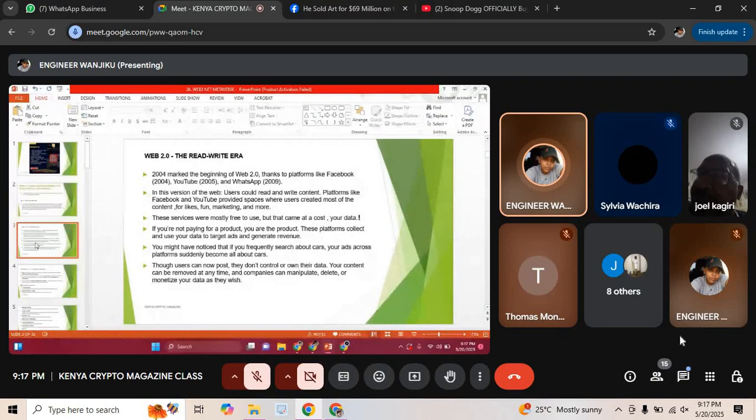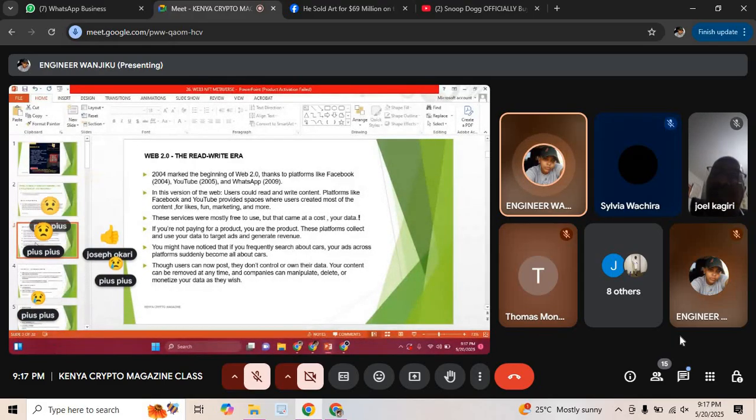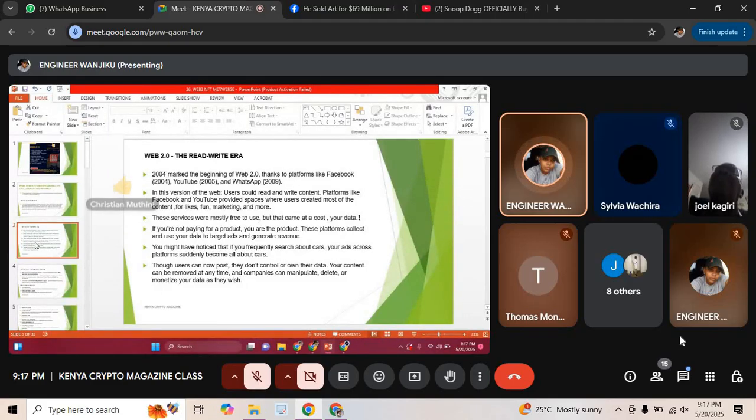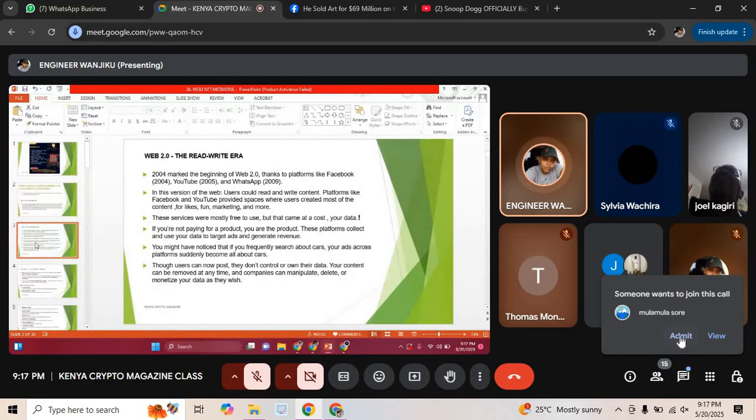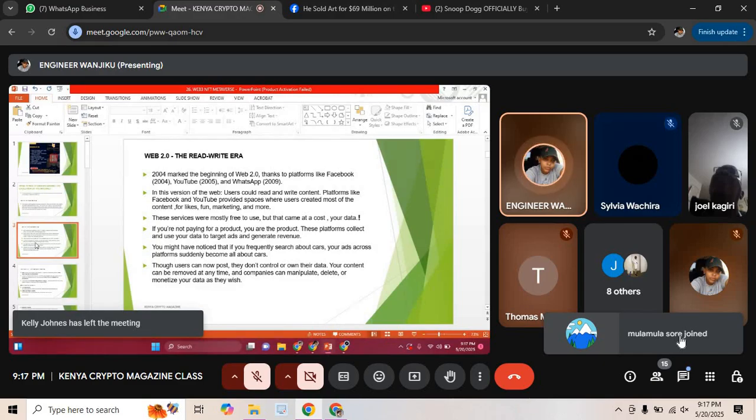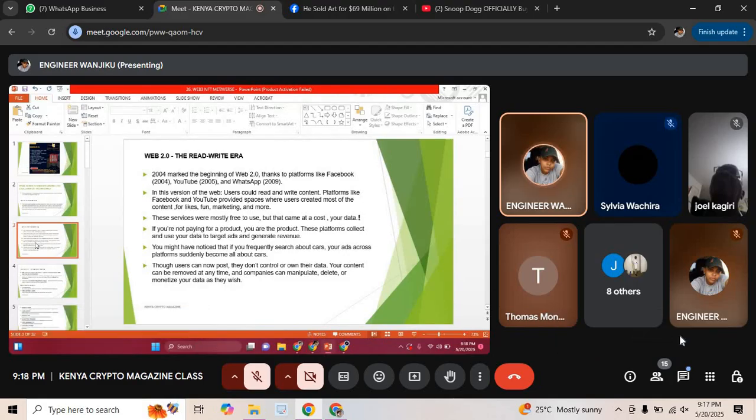If you've noticed that change, if you research football, all your advertisements will now change into football. That is basically how you pay. Remember, you are not charged to write on these websites, but they use your data to generate revenue. So though users can now post, they don't control their own data.